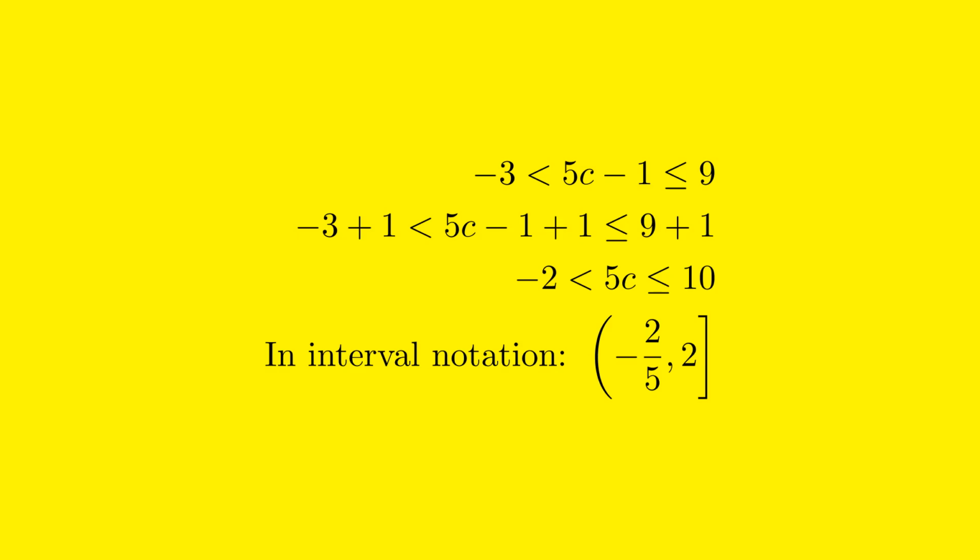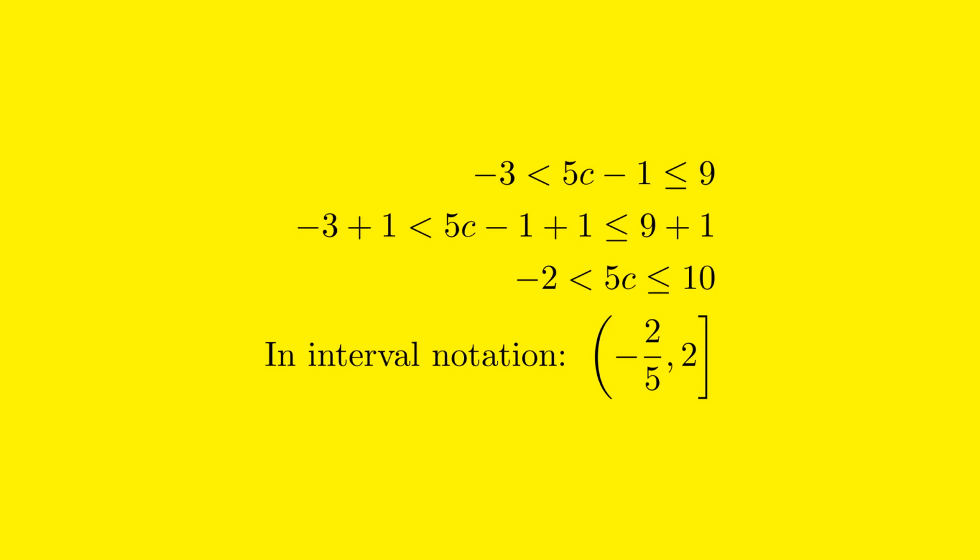Now the inequality looks like this. Minus 3 plus 1 is less than 5c minus 1 plus 1, which is less than or equal to 9 plus 1. First, solve the left side, minus 3 plus 1. By simple arithmetic, minus 3 plus 1 equals minus 2. Next, solve the middle part. The negative 1 and positive 1 cancel each other out, leaving us with 5c.